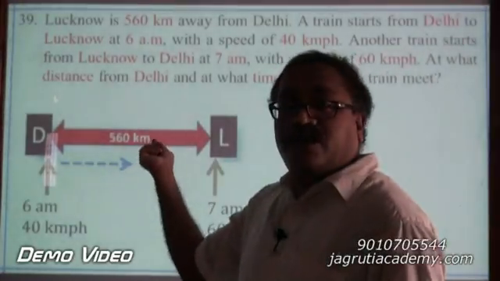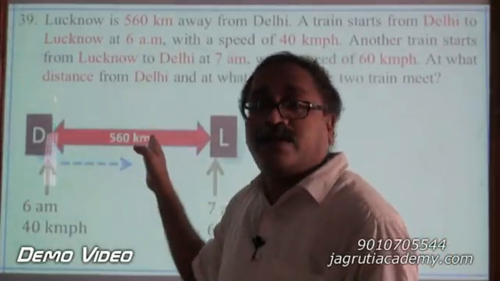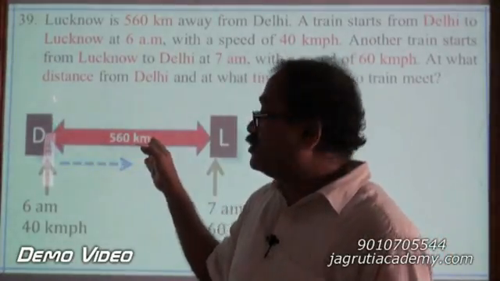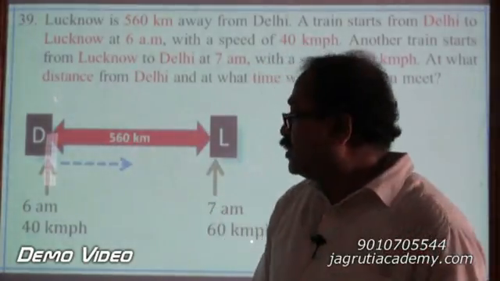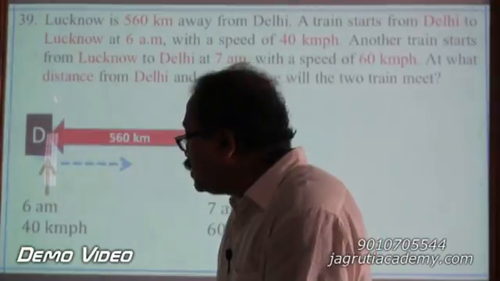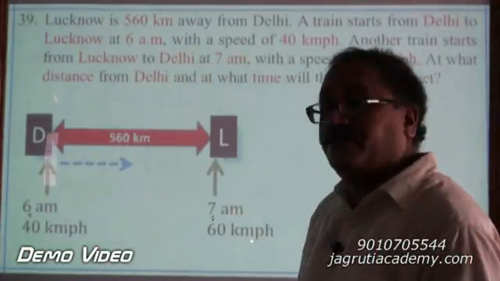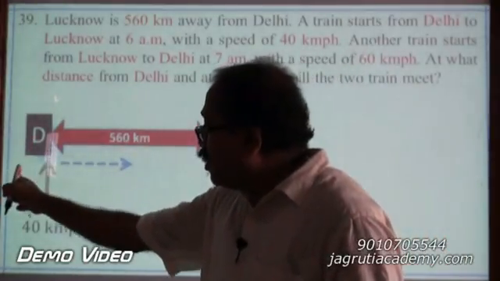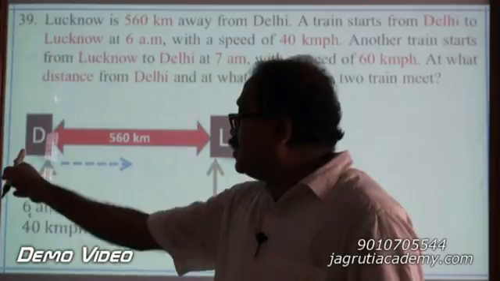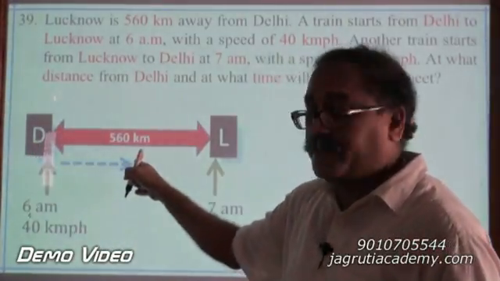At what time will they meet? That is one question. And how far from Delhi? This is another question. So first I will find out at what time they will meet. Did you observe the time? This is 6 a.m. and this is 7 a.m. That means up to 7 a.m. only one train was traveling, the train which started from Delhi.